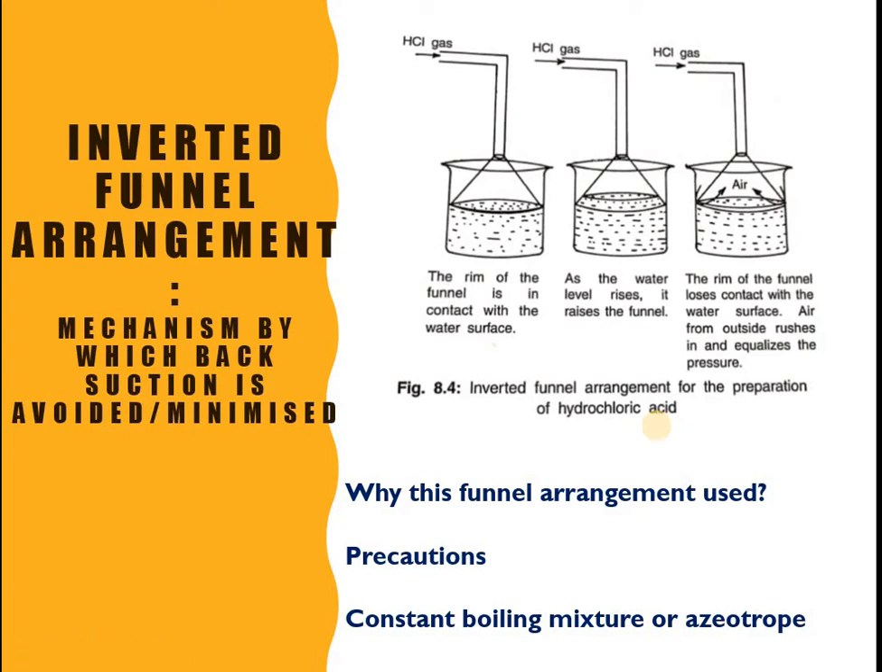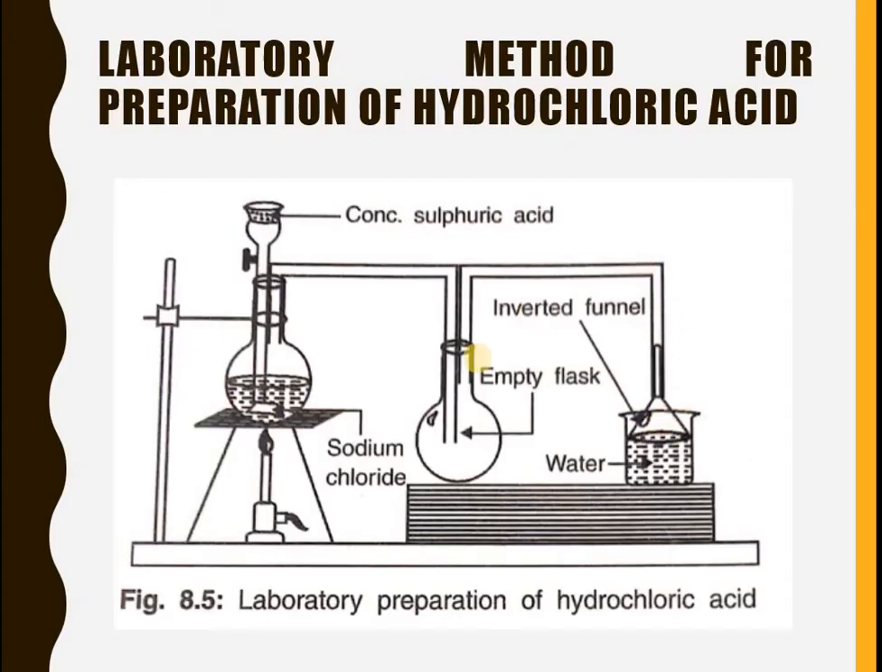To prevent such an accident, an empty flask, that is an anti-suction device, is put between the generating flask and the water trough. The empty flask is provided between the generating flask, this one, and this water trough in which you are dissolving the gas. If back suction occurs, the water will collect in it and will not reach the generating flask. If there is any back suction of water, water will go here. It will not go to the generating flask.